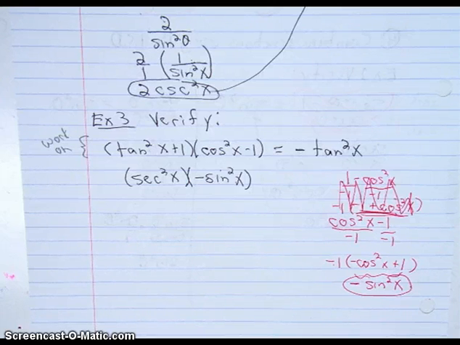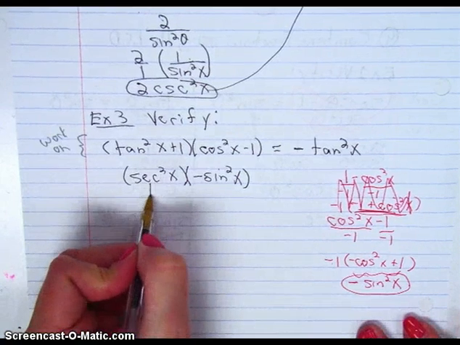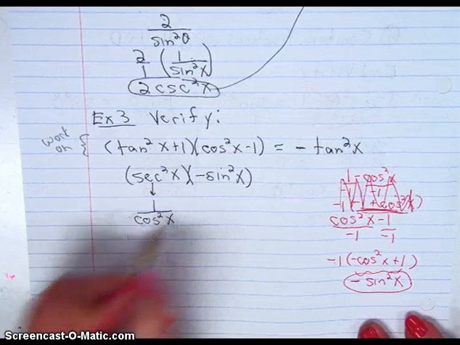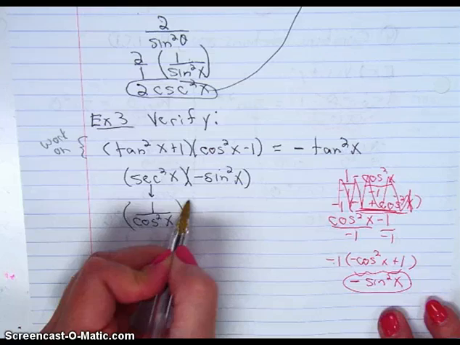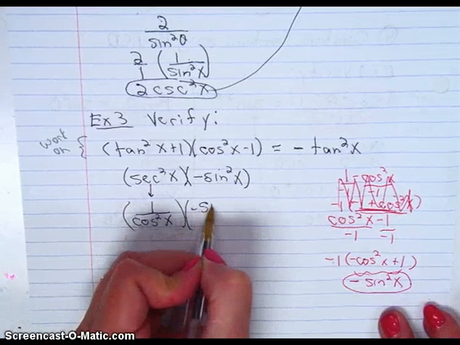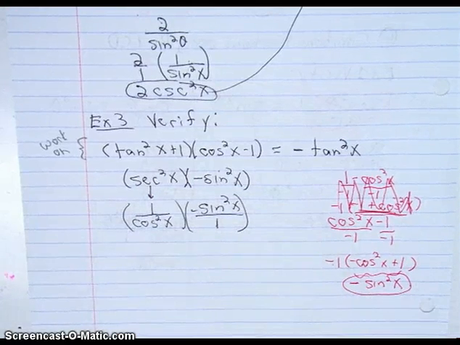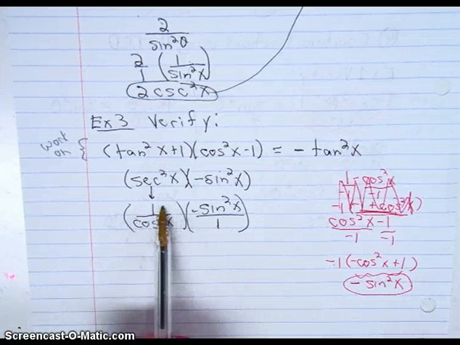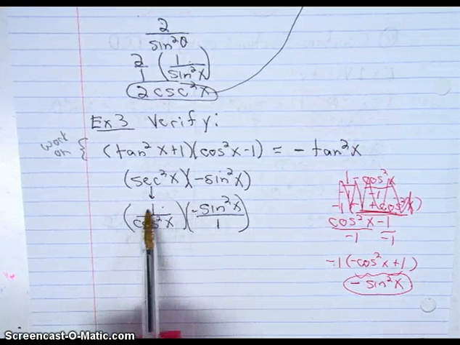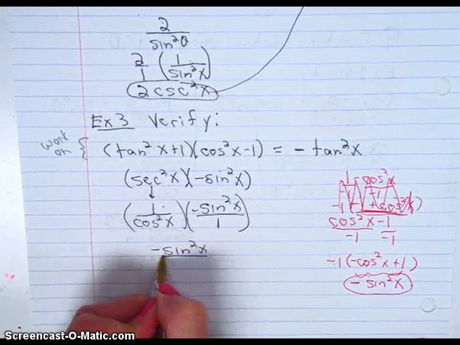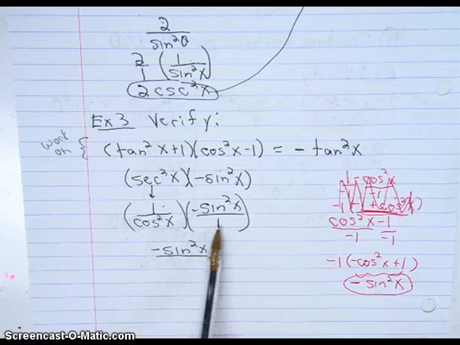Secant is the same as what, Leah? 1 over cosine squared. Yeah. So this secant squared we're going to write as 1 over cosine squared times negative sine squared over 1. Okay. All right. Then Jasmine, multiply the numerators. What do we get? Good. You did that so well, Jasmine. Do the denominators. What do you get?